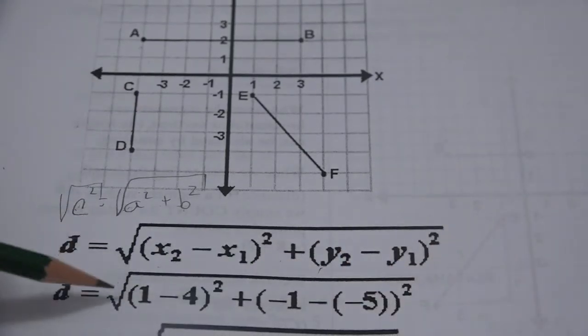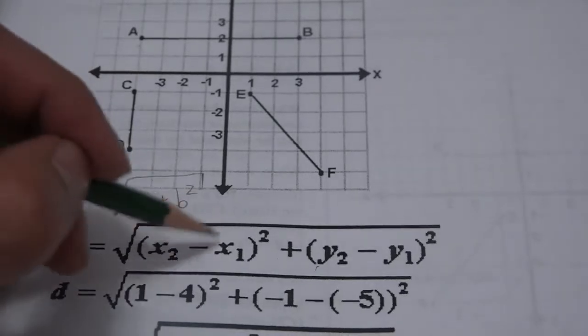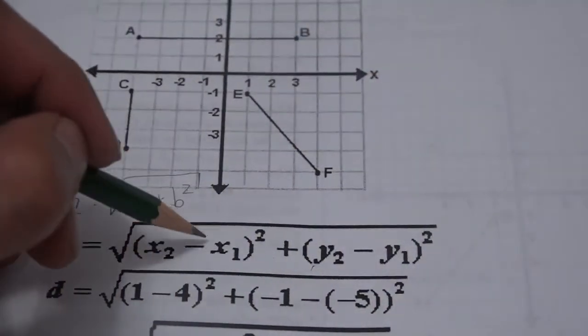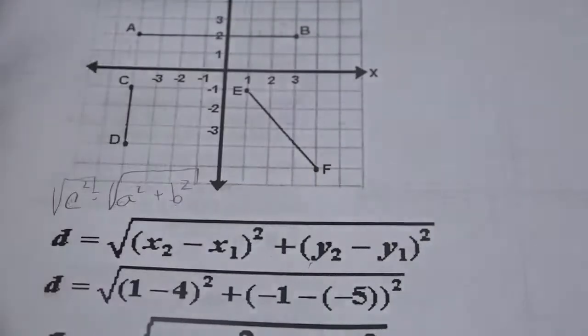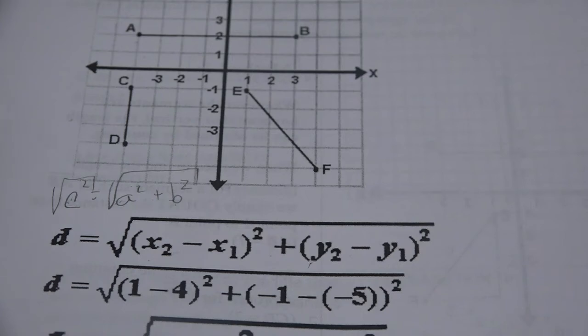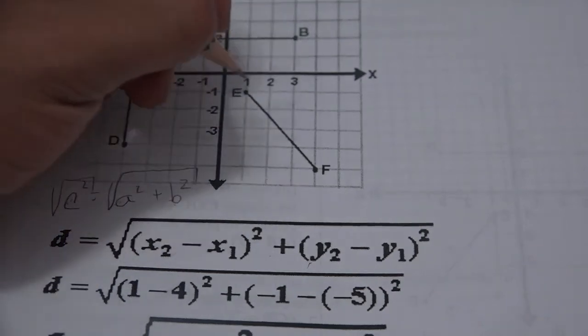So there you have it. The distance formula is the square root of the differences of the x's squared, plus the difference in y's, squared. All right, so then let's see how it works. Let's find the coordinates of E.